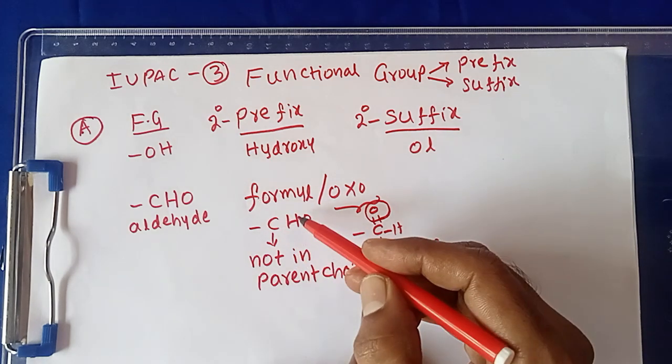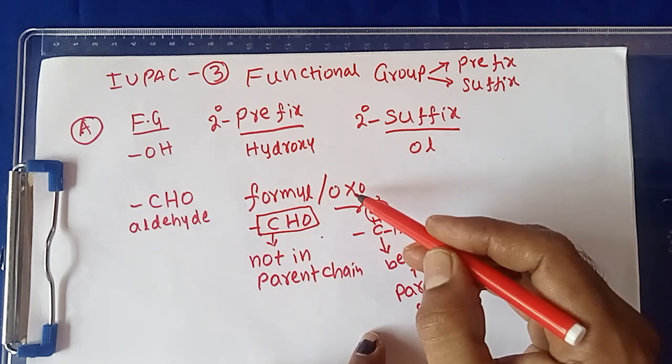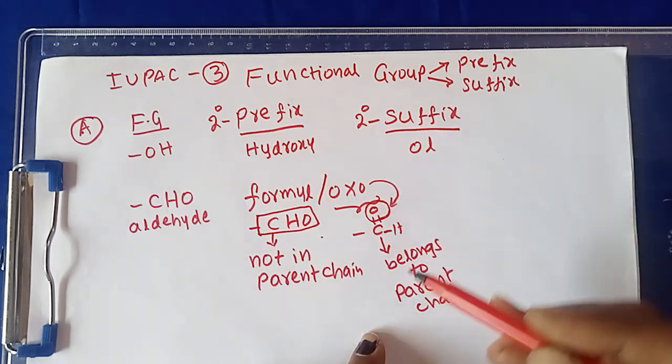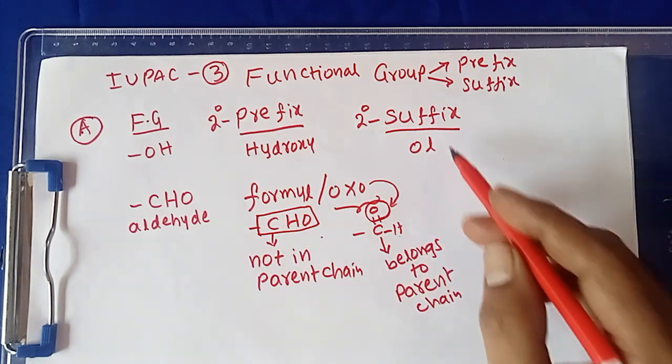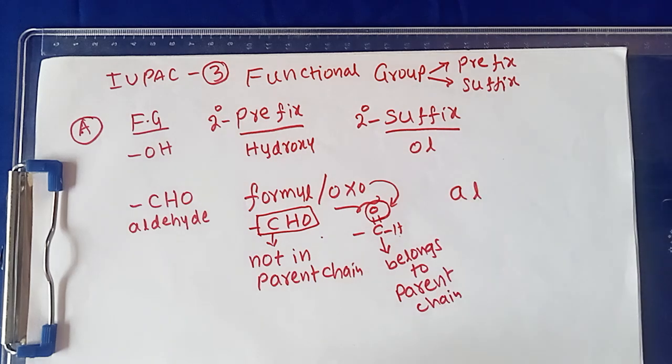Formyl means carbon, hydrogen, oxygen. All three elements are covered in the formyl name. But in the oxo name, only oxygen is covered. This is the main important difference. You know, the secondary suffix of CHO is AL.